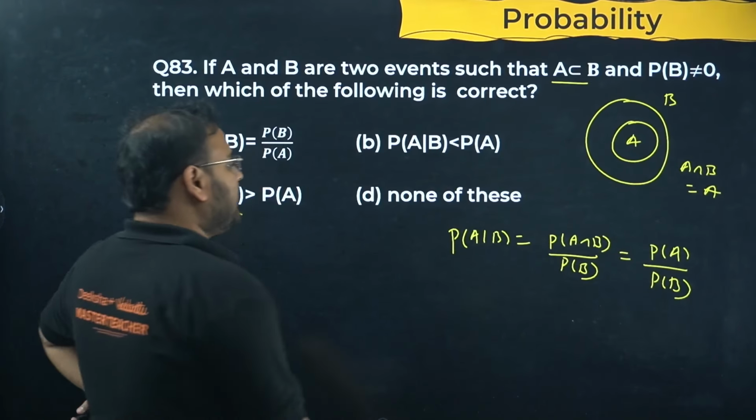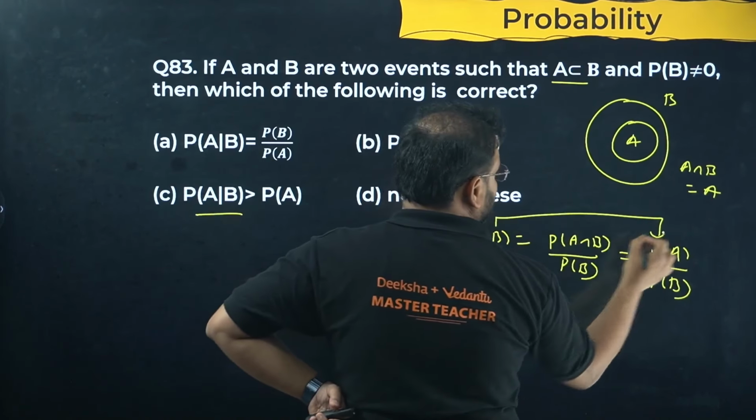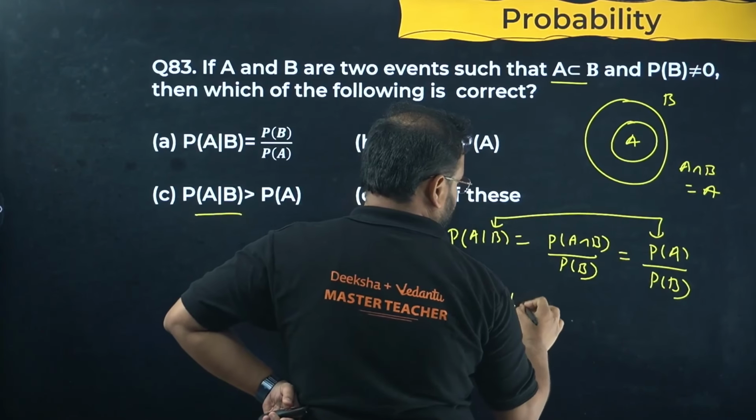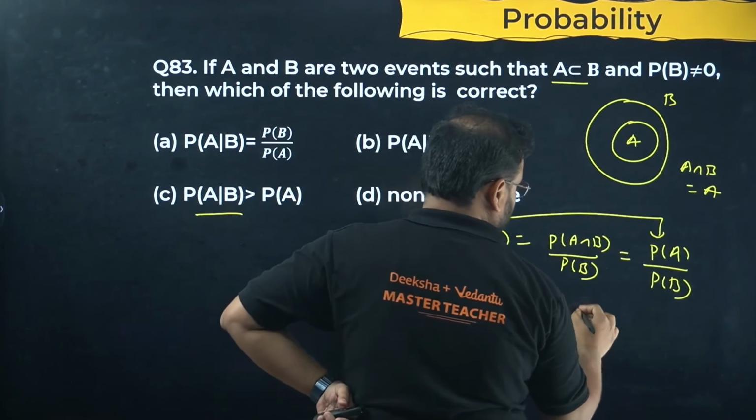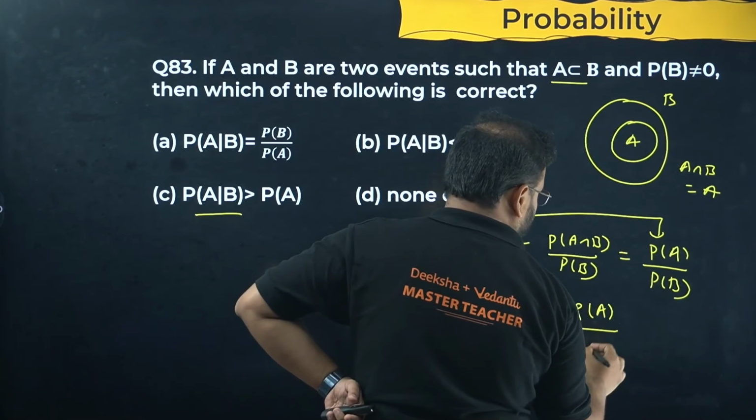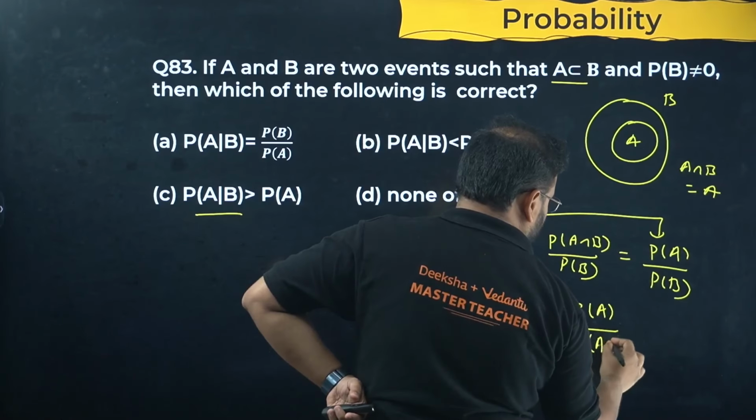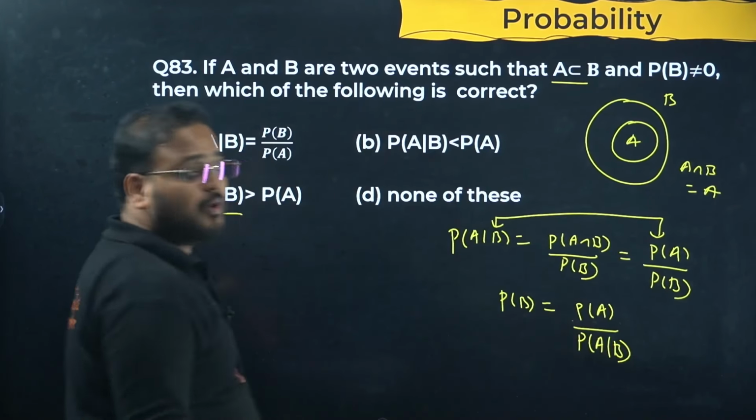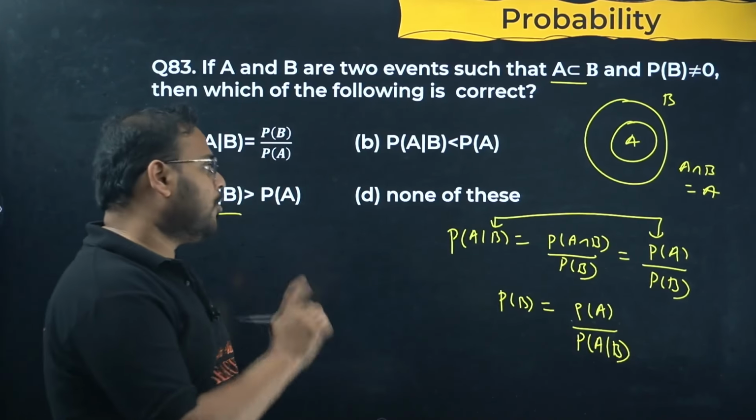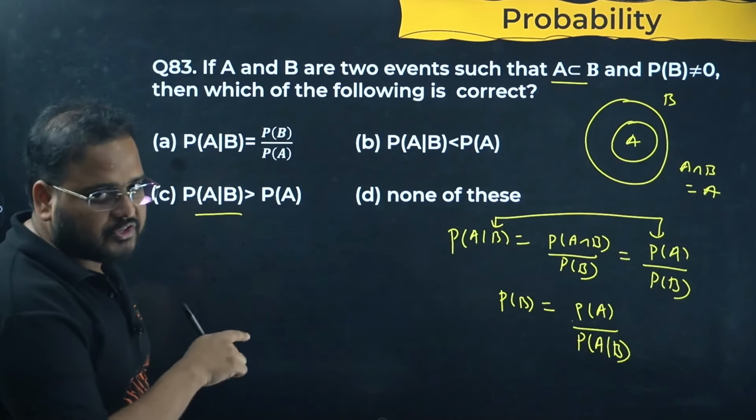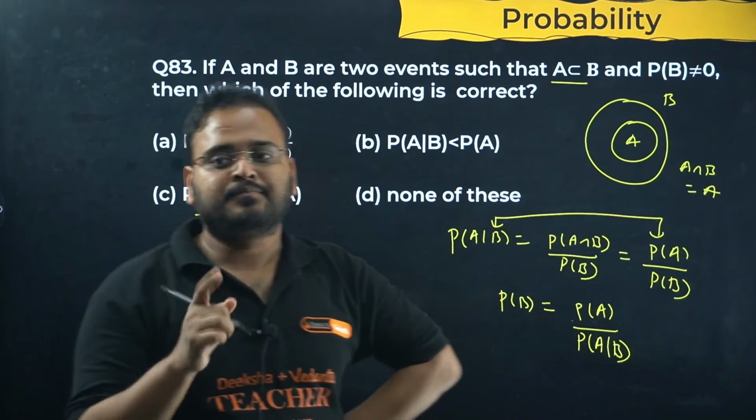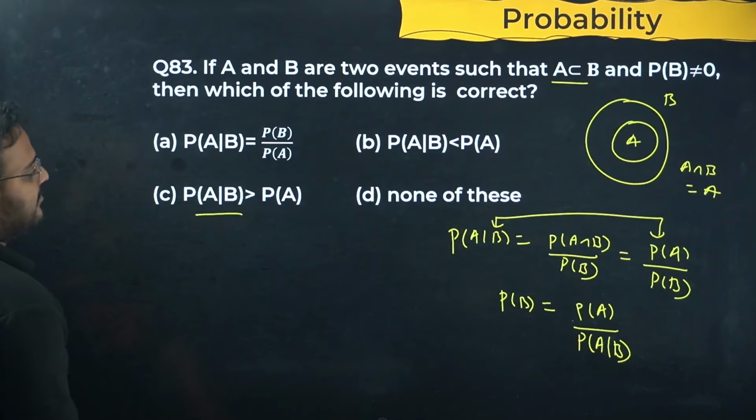Okay, let's do one thing. Use these two statements and write the value of P of B from here. You'll get P of B value as P of A upon P of A conditional B. This is a hot question, guys. This is not P by Q, this is not from the question bank. This is a hot question. P of A upon P of A conditional with B.